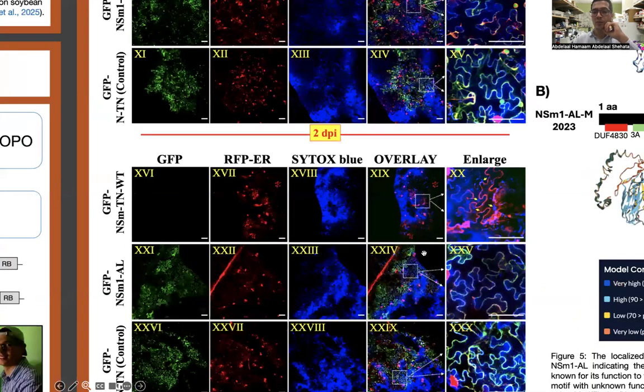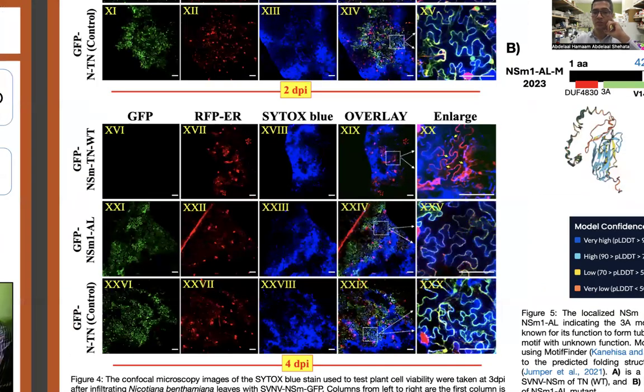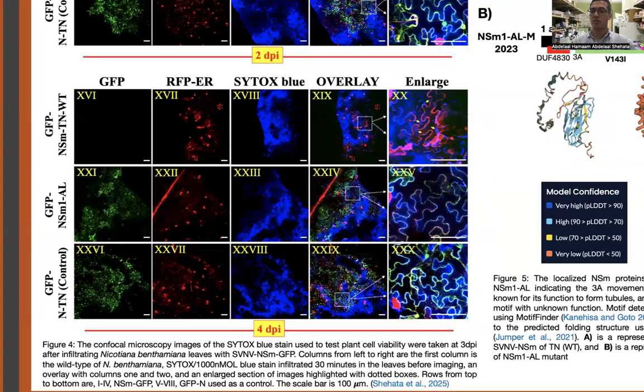But when we look at 4 days post-infiltration, this has already changed, because the Tennessee NSM now has cytotoxic blue stain inside the cells, indicating cell death. However, the NSM Alabama, the one with one mutation, does not cause cell death even until 4 days post-infiltration.